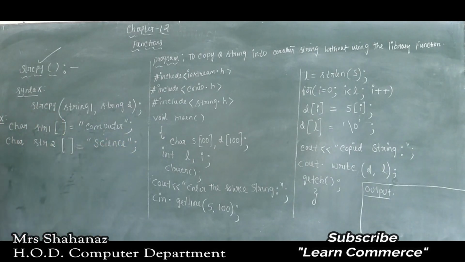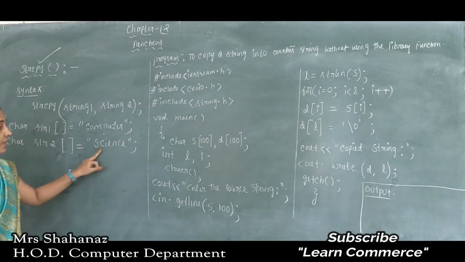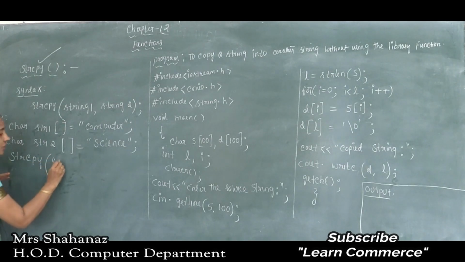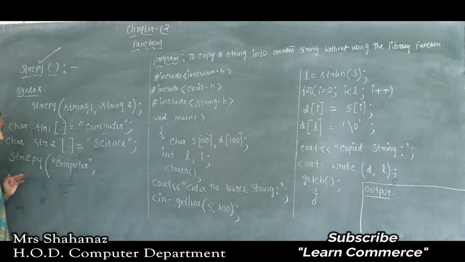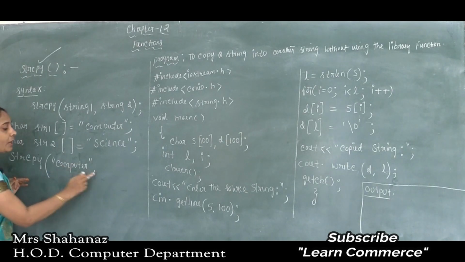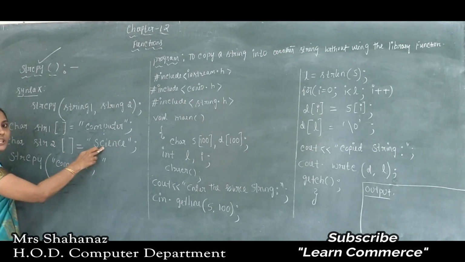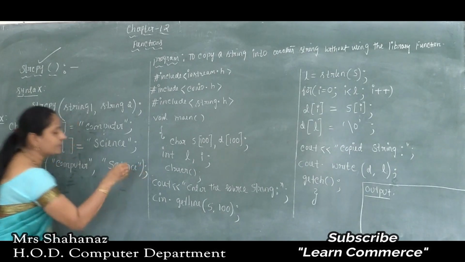Clear this point here? In our string 1, the information is computer, and in string 2 it is science. Now what I do is just use the syntax strcpy, then opening double quotation, computer. Clear this one? As we know the str1 value is computer, so I write computer inside double quotation marks, comma, and next I use the string 2 name. The string 2 name is science in this case.